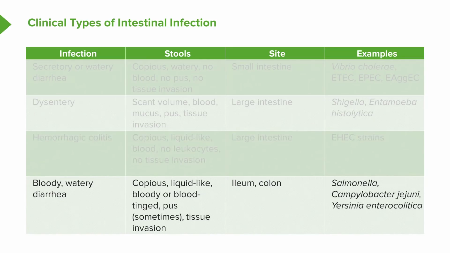And again, bloody, watery diarrhea, copious diarrhea with blood or pus in it, and tissue invasion. This happens in the ileum and the colon. And we talked about strains of Salmonella that can do this. There are also other bacteria, including Campylobacter and Yersinia, that can accomplish similar diseases. So this is a summary of everything on one slide. You can see the different ETEC, EPEC, EAEC strains, the EHEC strains of E. coli, Vibrio, Shigella, and Salmonella, and exactly what kinds of disease they're causing.